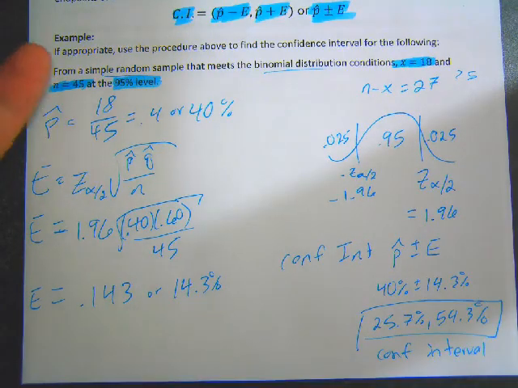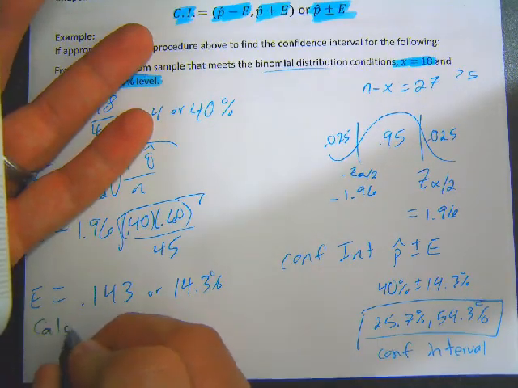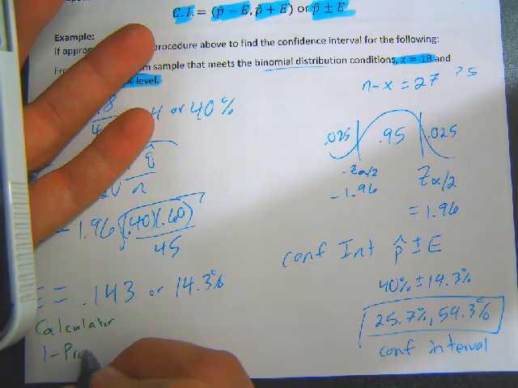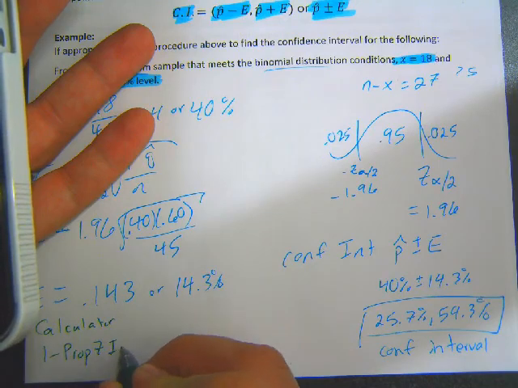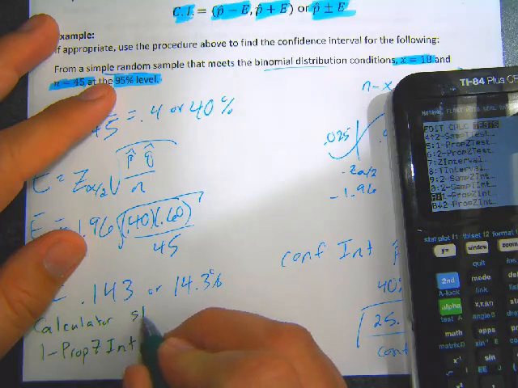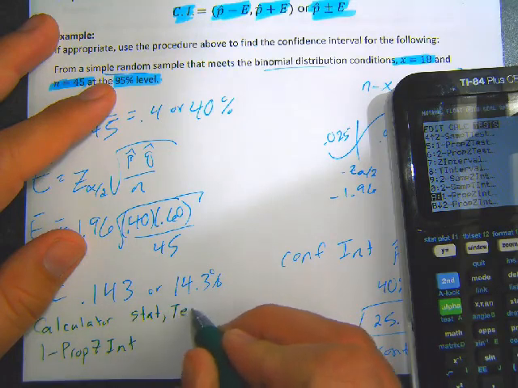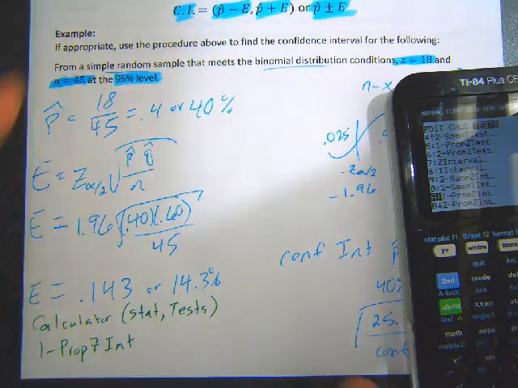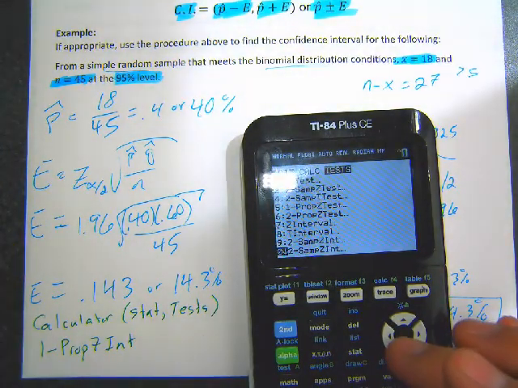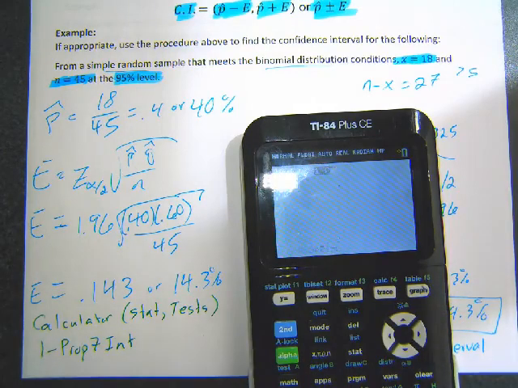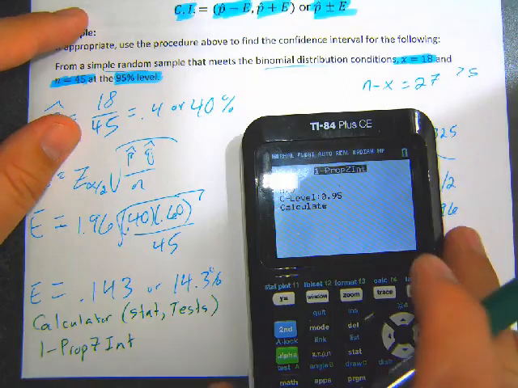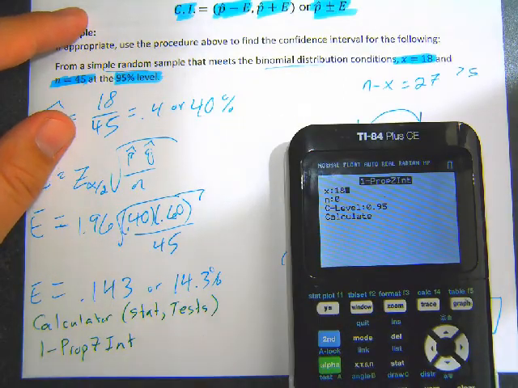So on the calculator, we're going to do 1-PropZInt, and it's under stat and then tests. That's how you get to it. So you hit the stat button, you go to tests, scroll down until you get to 1-PropZInt, hit enter. Mine's fancy, so it lets you put the numbers in, so I could put the x in, which is 18, right? So 18 we have, put that in, enter.